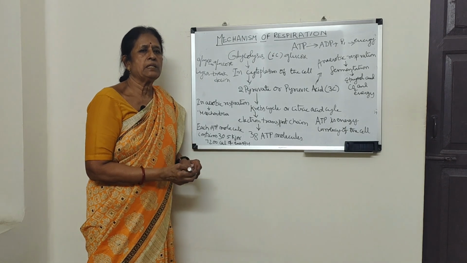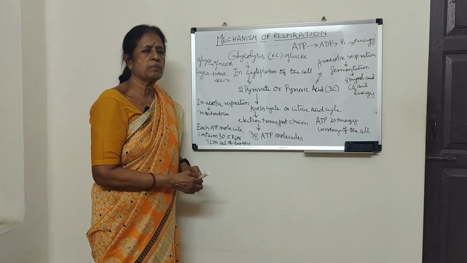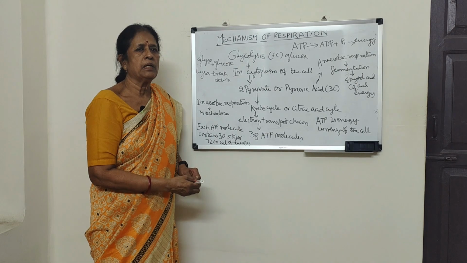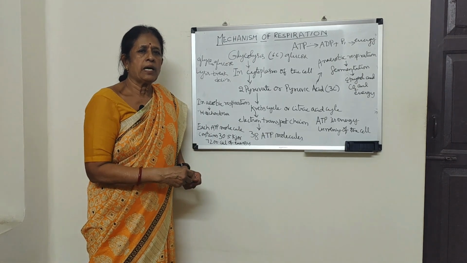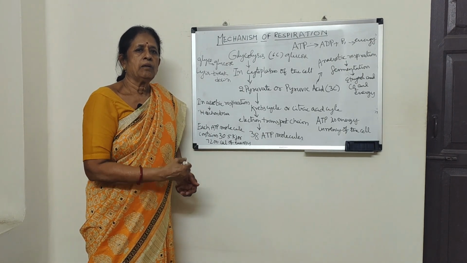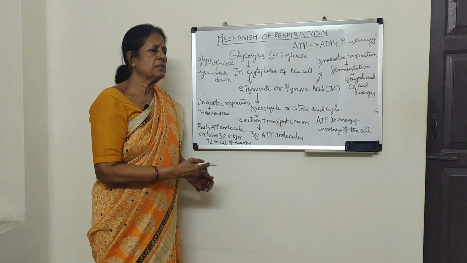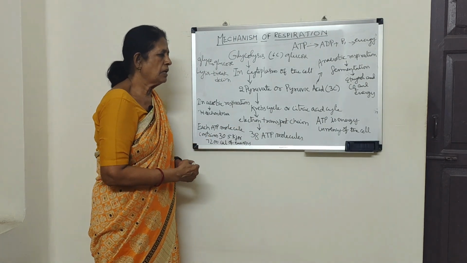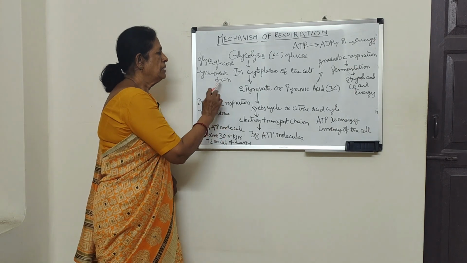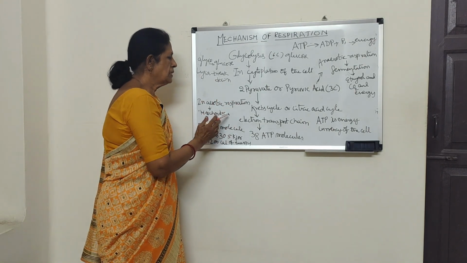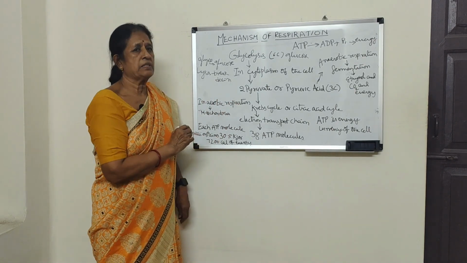These ATP molecules release a lot of energy, and this energy is utilized by the organisms for their growth, development, and regular activities like running, going in search of food, going in search of shelter. For all these things, the energy is utilized. That is very important. So aerobic respiration takes place in the mitochondria of the cells.